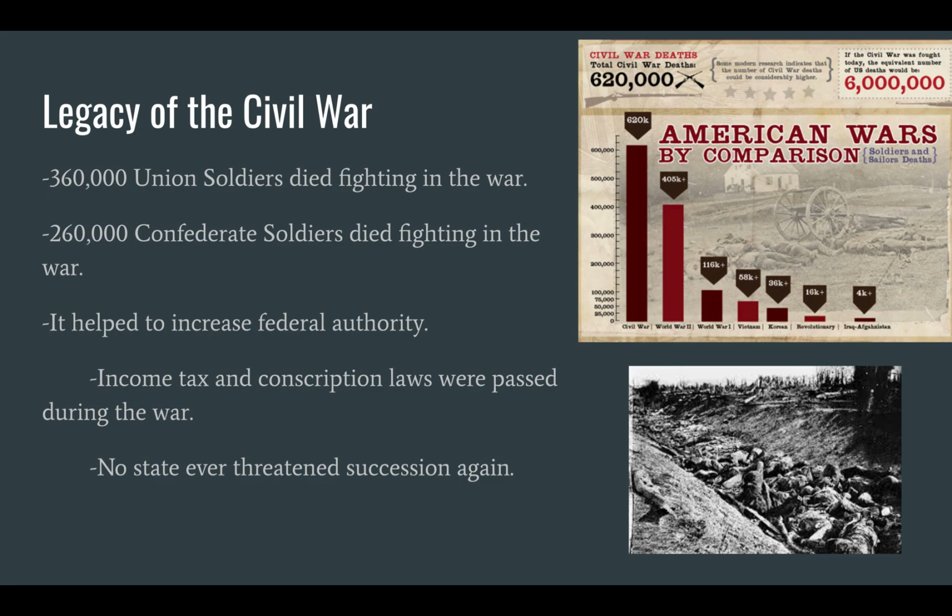It helped to increase federal authority as well. So during the Civil War, a law on income tax and conscription were passed, giving the country more power. And after the Civil War, no state ever seriously threatened secession again. We have people in certain states, I won't mention any names, Texas, that think that they should secede or could secede. But no state has ever seriously done this again.